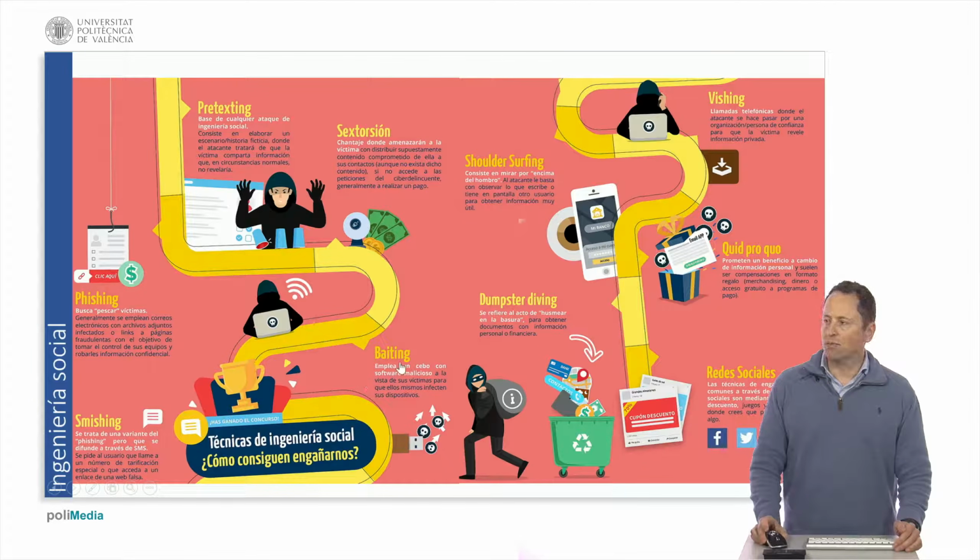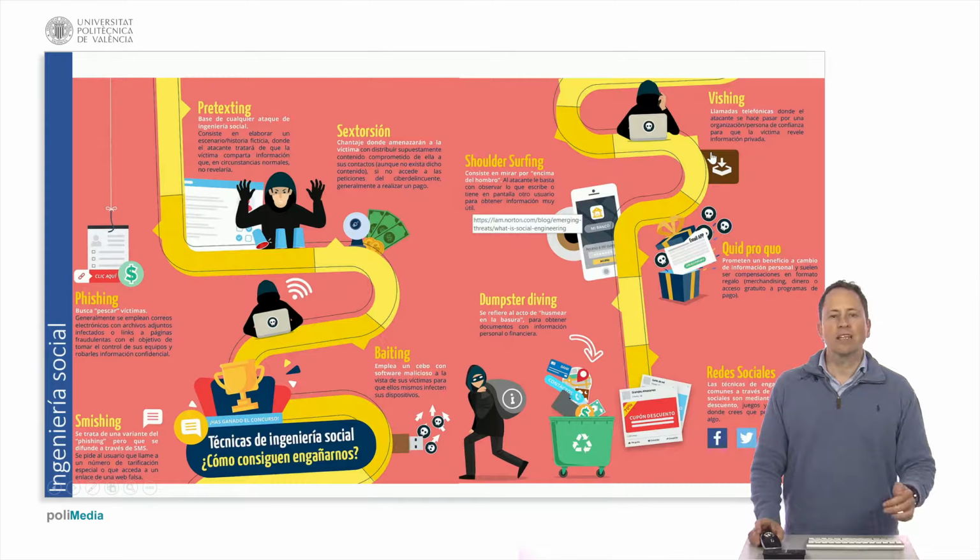Then we have the baiting. Baiting is bait in English. It is, for example, to put something in front of you that piqued your curiosity or that might interest you, so that you bite on the bait and give your data. Smishing is like phishing, but by SMS messages through the cell phone, because they try to impersonate someone to trick you. Then we have vishing, which is with phone calls.